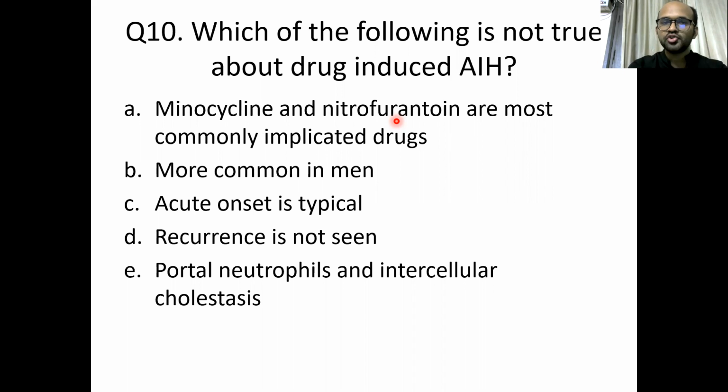Now, which of the following is not true of drug-induced autoimmune hepatitis? The most commonly implicated drugs are minocycline and nitrofurantoin, and it is more common in women, as most autoimmune conditions are. Acute onset is typical, after exposure to the culprit drug. Recurrence is usually not seen. And you can have portal neutrophils and intracellular cholestasis. In classical autoimmune hepatitis, we have lymphoplasmacytic infiltration, but in drug-induced autoimmune hepatitis, you can have neutrophils. In classical autoimmune hepatitis, you do not have cholestasis, but here you can.